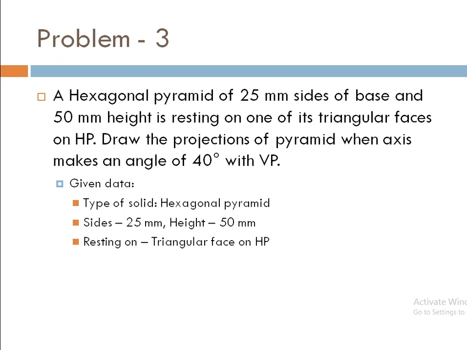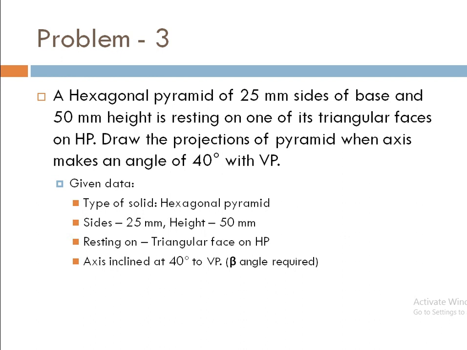In the previous two problems we have discussed a solid resting on either an edge or a corner. But in this problem, the pyramid is resting on one of its triangular faces on HP. And the axis inclination is given, it is 40 degrees with respect to VP. Since the axis inclination is given with respect to VP, we need to calculate the beta angle as we discussed in the previous two problems.